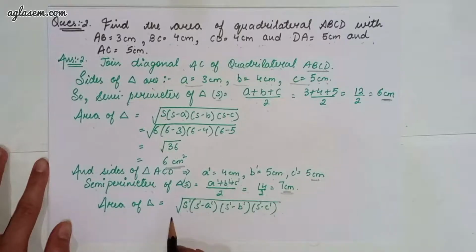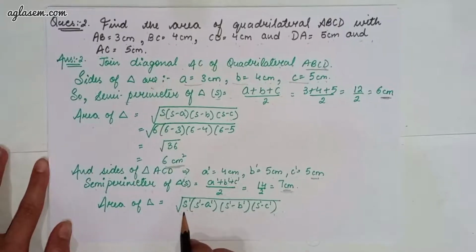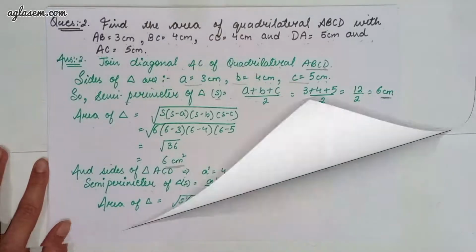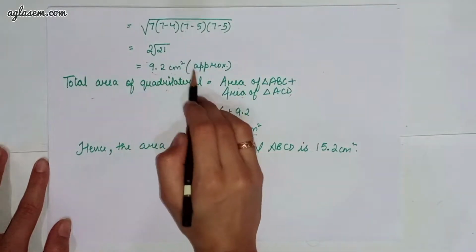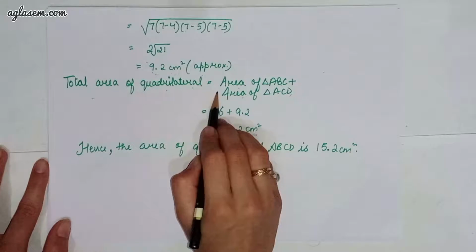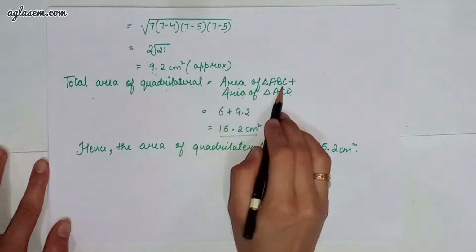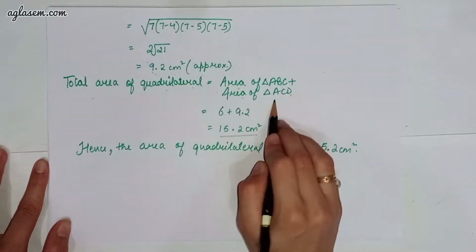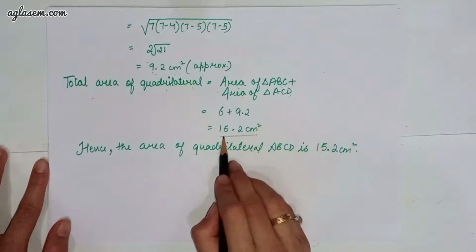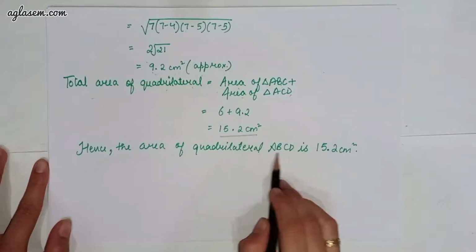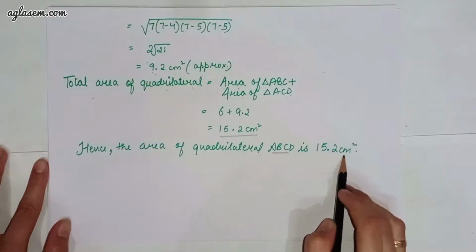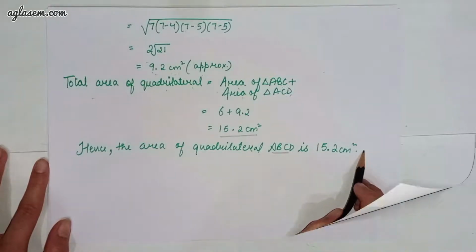The area of the triangle is root of S into S minus A, S minus B and S minus C. Further, applying the values, we will get 9.2 centimeter square approx. So the total area of the quadrilateral is the area of triangle ABC plus the area of triangle ACD, which will give you 15.2 centimeter square. And hence the area of quadrilateral ABCD is 15.2 centimeter square.